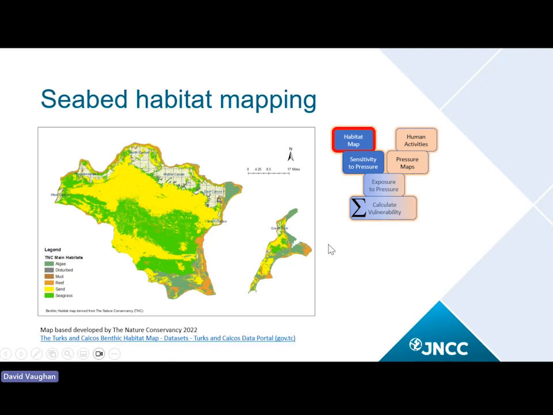So we start with the habitat map, and although we were looking at reef and sand and seagrass, there's also areas of other kinds of algae and also disturbed areas and mud. That's the sort of primary classes. The map itself is in more detail, but we aggregated it up for purposes of doing this vulnerability work.